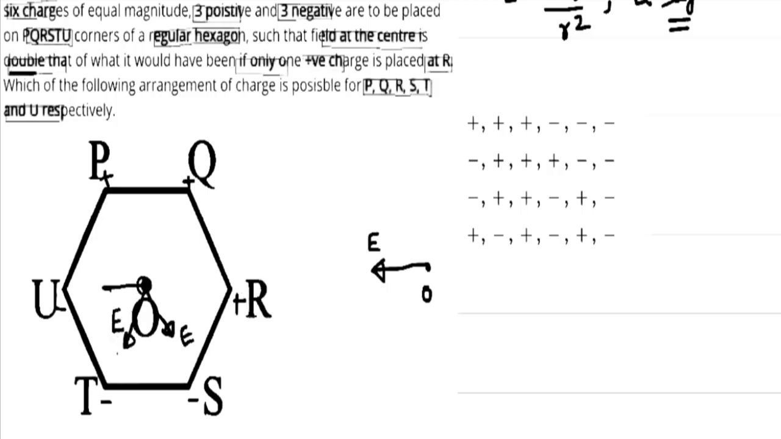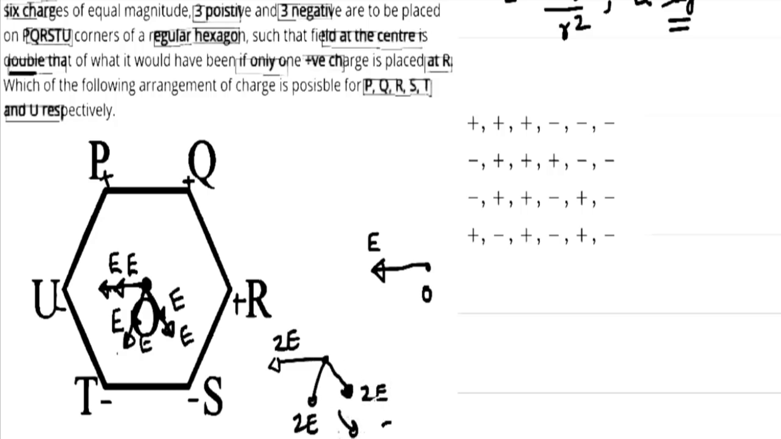Due to R, the electric field will be in this direction, and consider this is also E. Due to S, this is a negative charge, so the electric field will be attractive, and this is E. Due to T, the electric field will be attractive because the charge is negative, E, and due to U, the electric field is attractive, this is also E. So we can see that at O the electric field is 2E in this direction, 2E in this direction, and 2E in this direction. So the equivalent E at O is not equal to 2 times E. So we can say that option A is wrong.